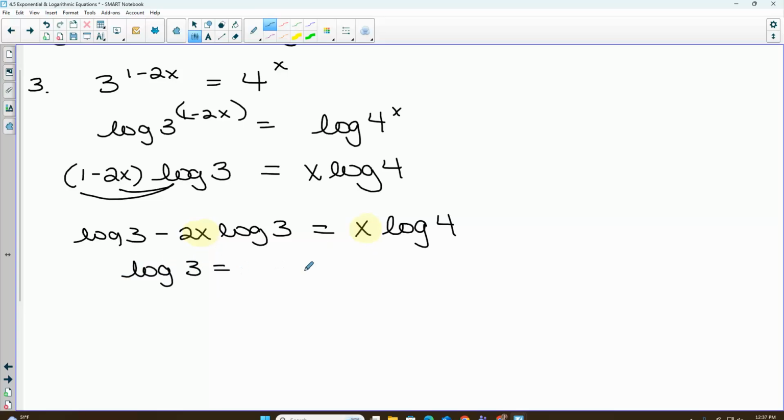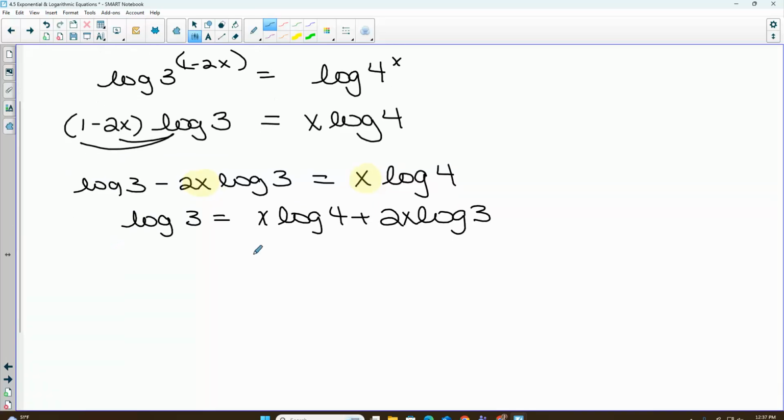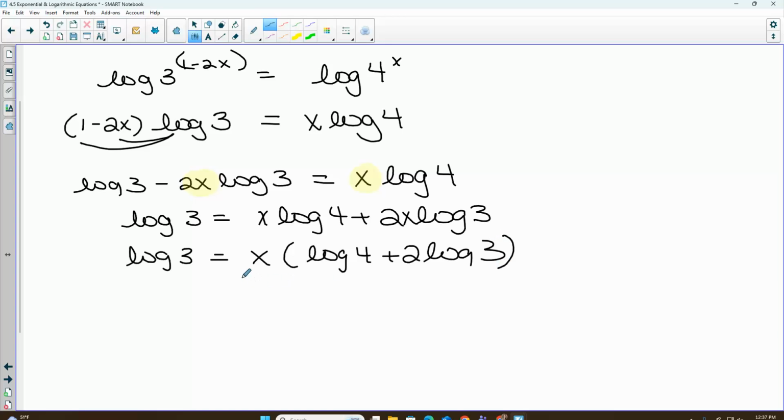So log 3 is x log 4 plus 2x log 4. I can't actually add those logs since they're not like terms, so what do we do? So then if you're trying to get x by itself, it's just multiplied. So we just divide this stuff over.